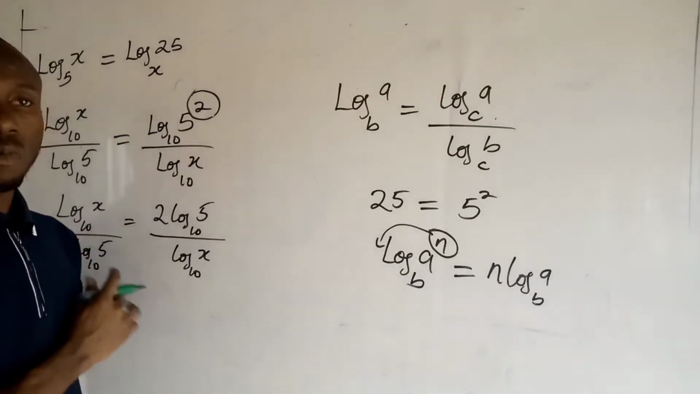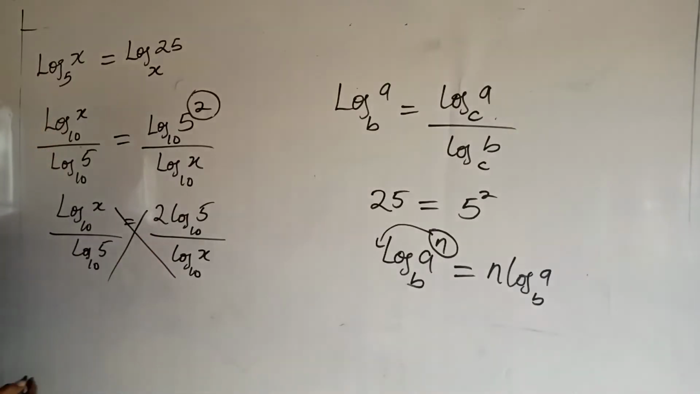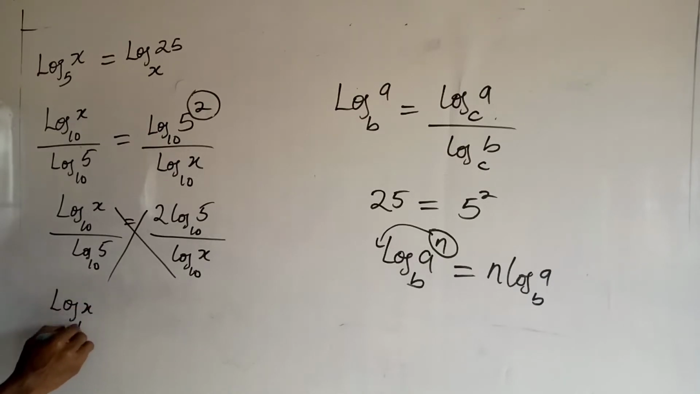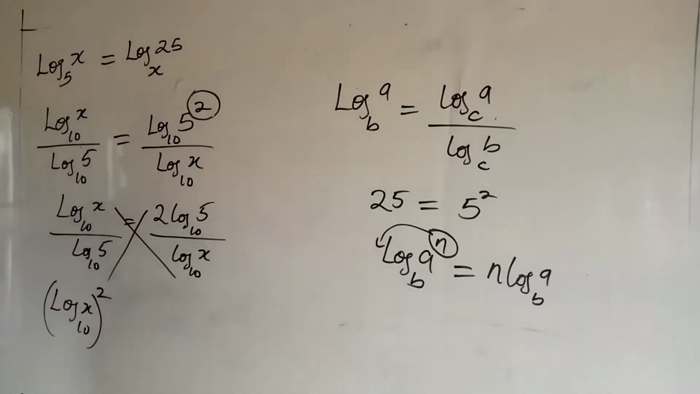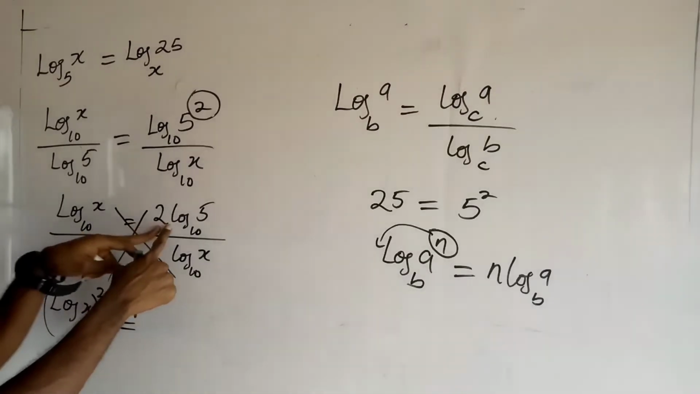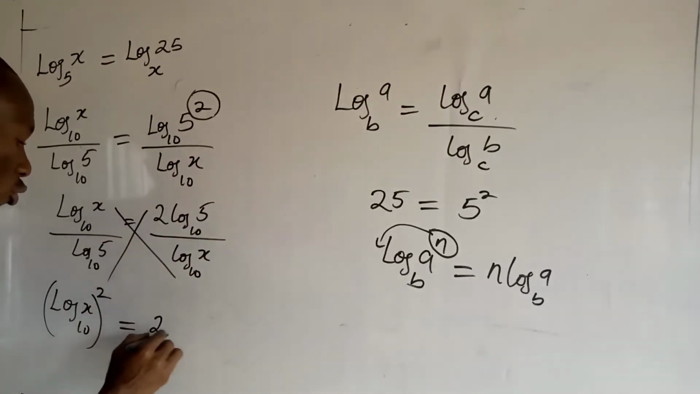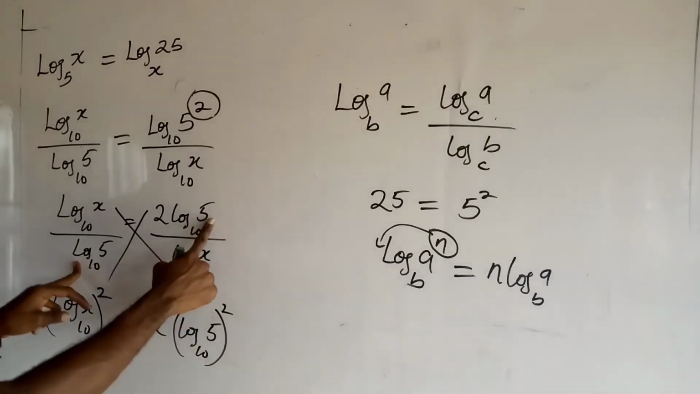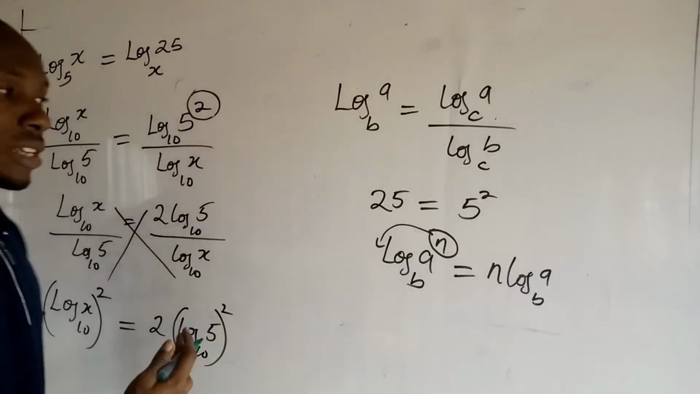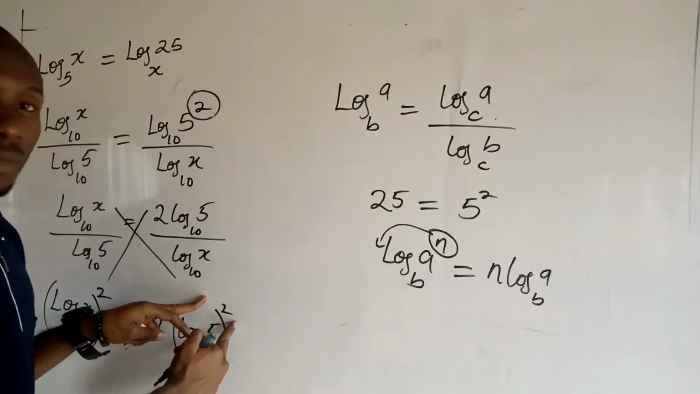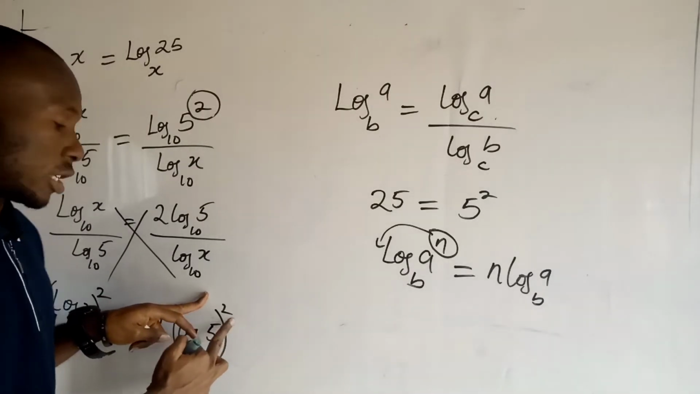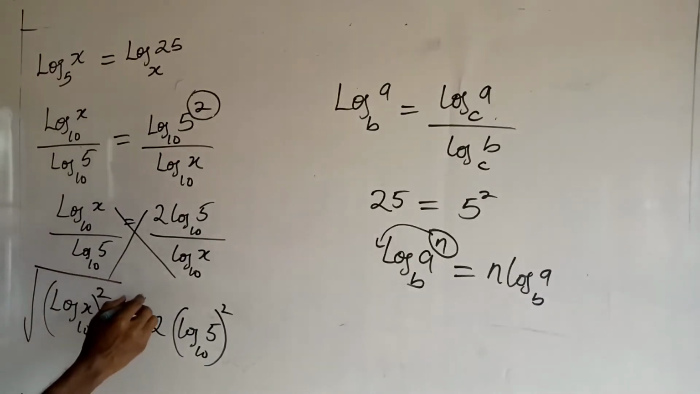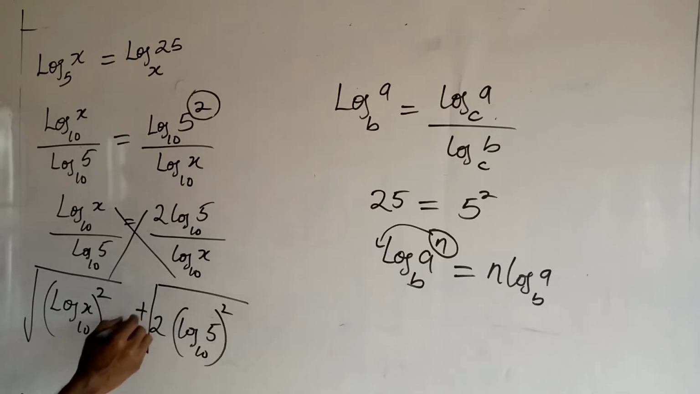Now viewers, the next thing you want to do is cross multiply. Log x base 10 times log x base 10 is going to give me log x base 10 all squared. And of course, log 5 base 10 times 2 log 5 base 10 is going to give me 2 times log 5 base 10 all squared, because we have double log 5 base 10 here. Naturally from algebra, when you have a square like this, to take away the square we take the square root of both sides of the equation. For this side, of course, I'll have a plus and minus sign.